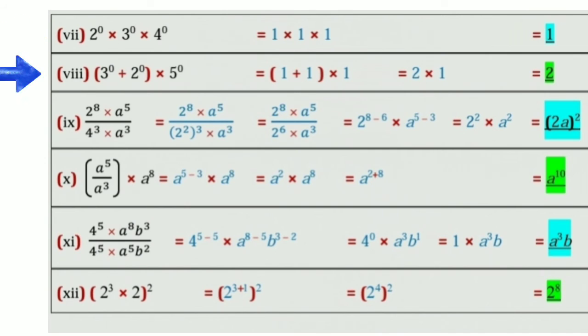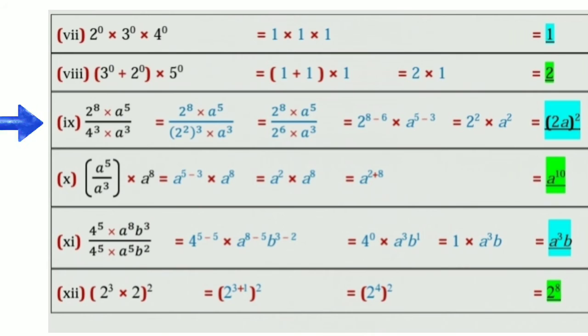Eighth one, (3 raised to 0 plus 2 raised to 0) into 5 raised to 0. Now anything raised to 0 is equal to 1. Therefore, (1 plus 1) into 1. That is 2 into 1 is equal to 2. It's clear, everyone? Very good.